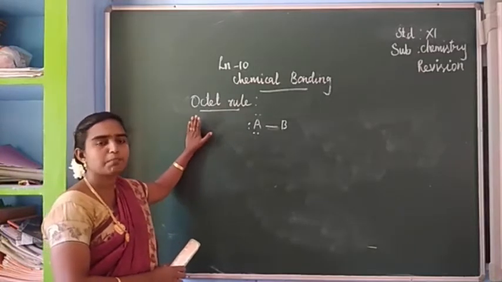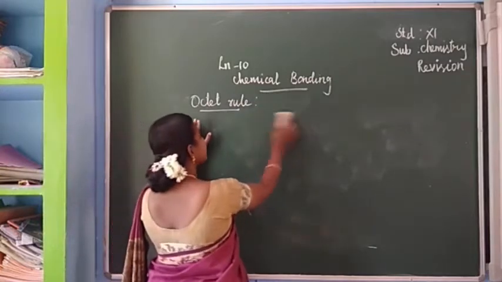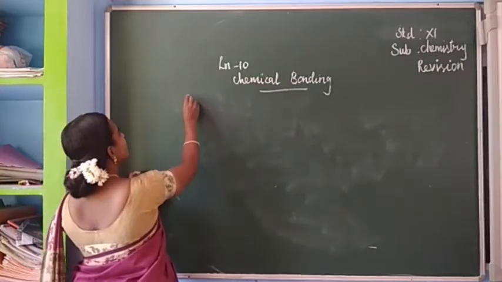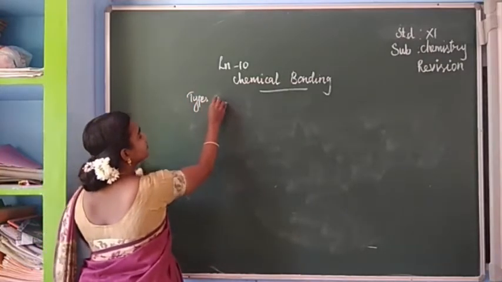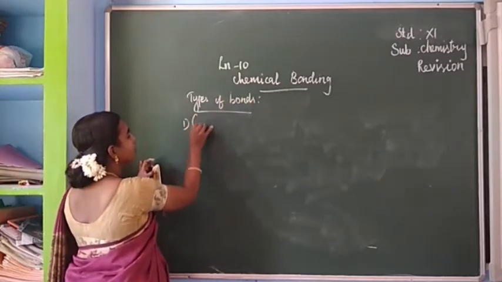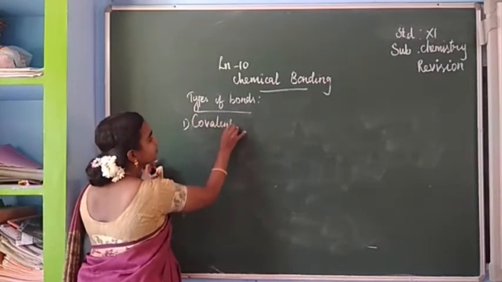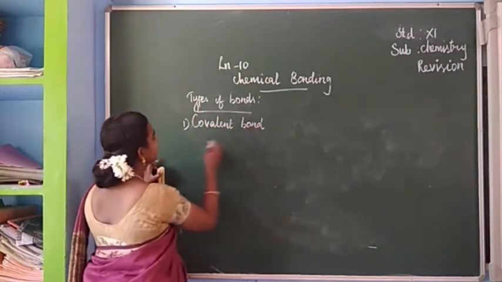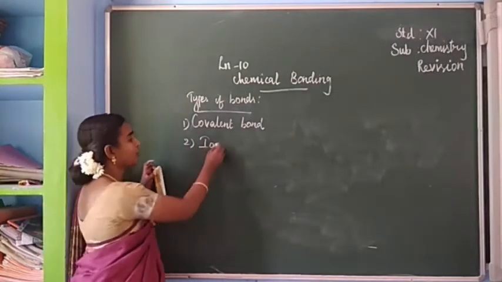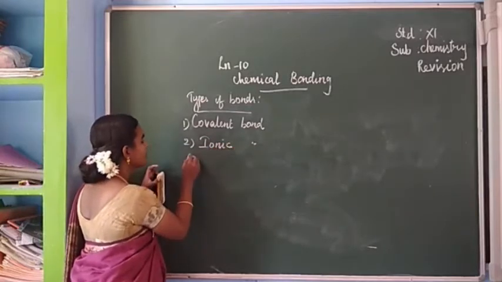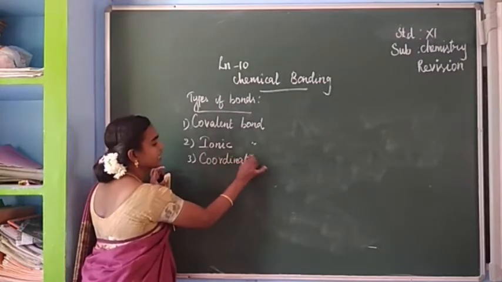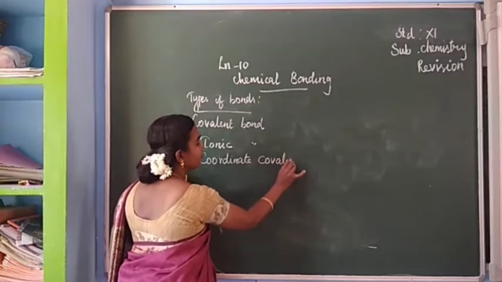So next we can explain types of bond. There are three types of bonds. So one is covalent bond, types of bond. Covalent bond. Next is ionic bond, or otherwise it is called as electrovalent bond. Ionic bond. So next is coordinate covalent bond. So these are the three types of chemical bonds.